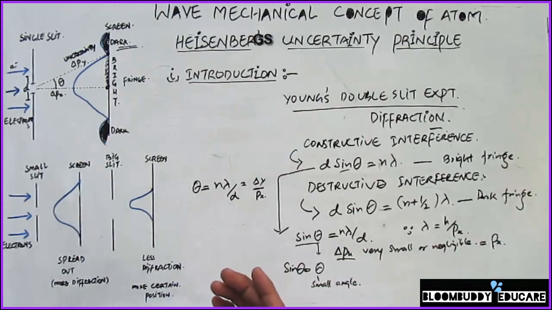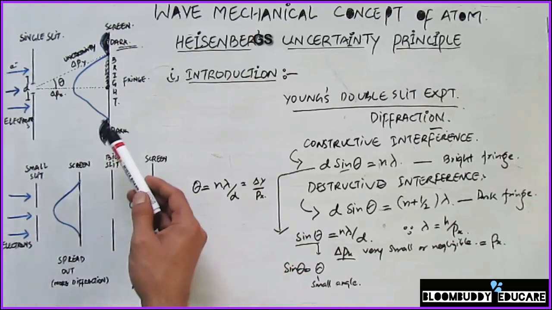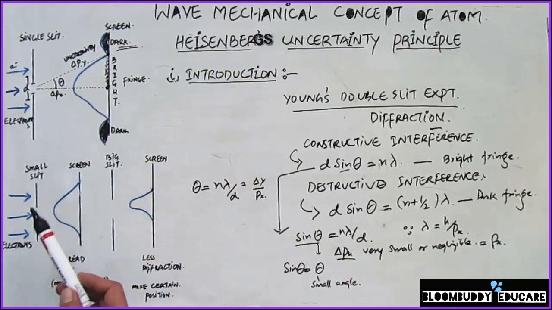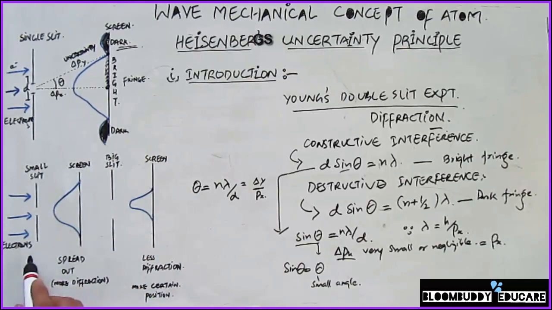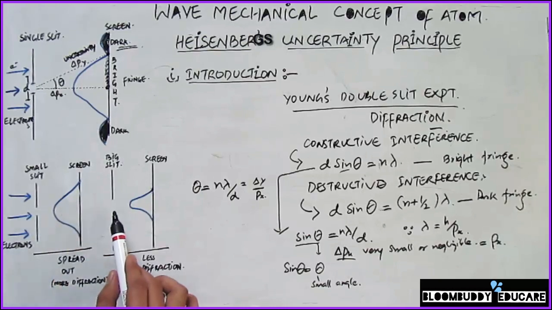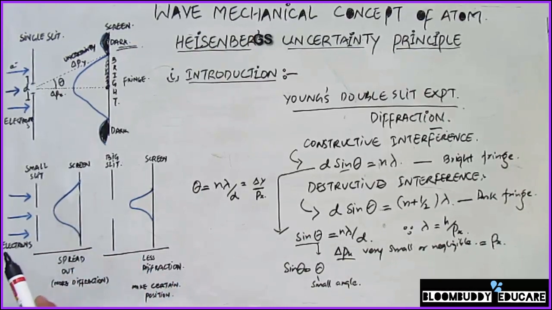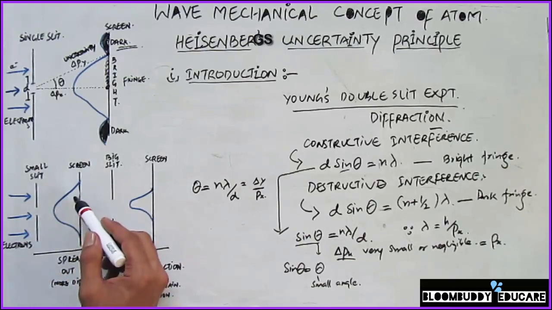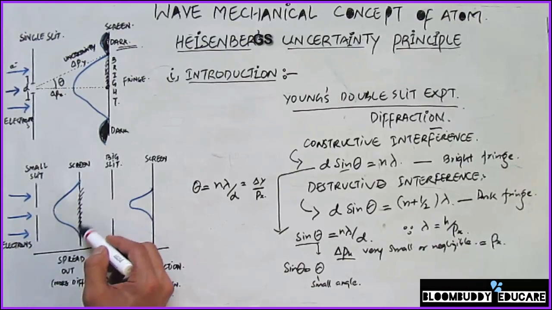Now, in order to see how Heisenberg arrived at the uncertainty principle, let us consider the same single slit, or Young's experiment, and consider case 1 and case 2. In case 1, we'll make this slit very small, a very narrow slit, and in the other case we'll make the slit very big. In the case of the narrow slit, when you see it on the screen, you will see that this bright fringe is very broad.